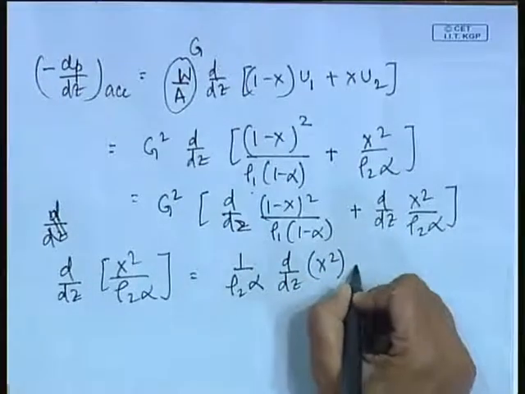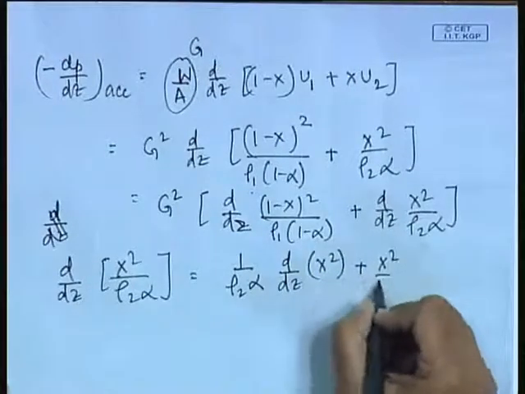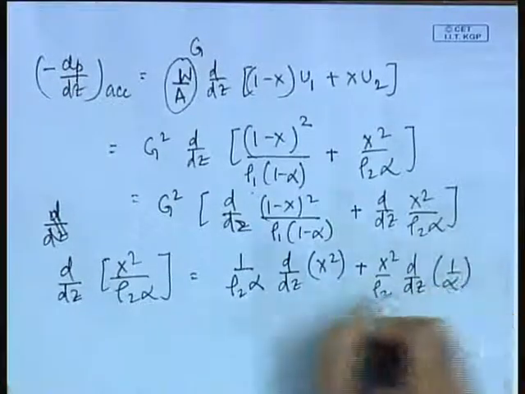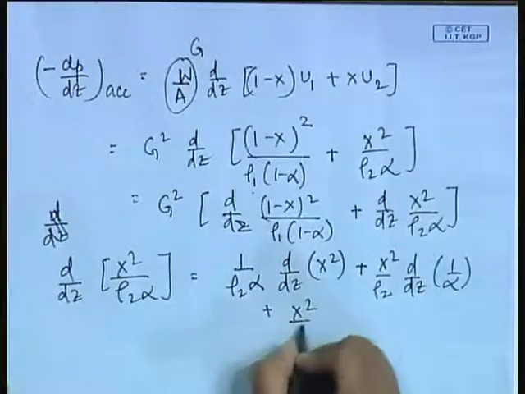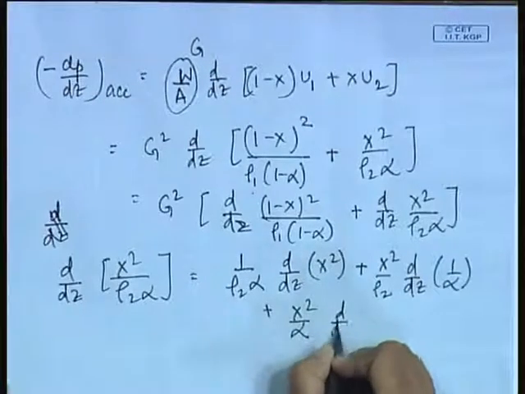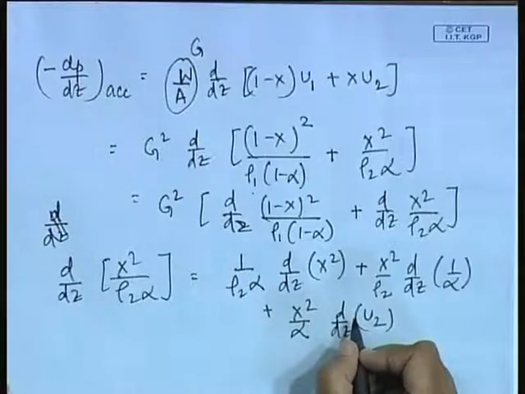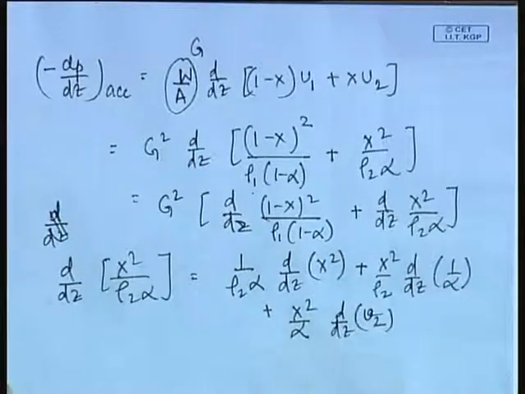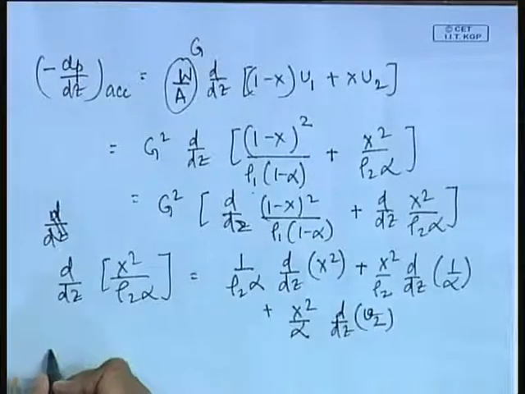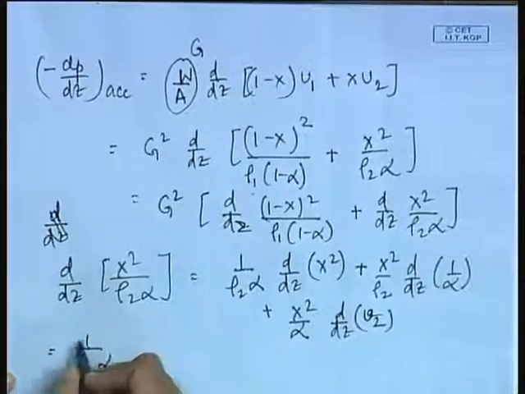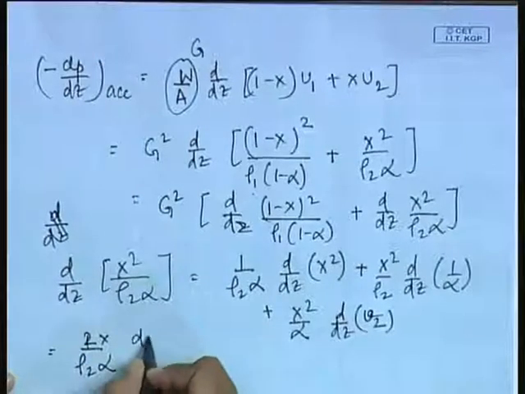Okay. So, therefore, this is nothing but simply the differentiation I am doing, d dz of x square, okay, x is the quality, plus x square by rho 2, 1 by alpha plus x square by alpha d dz of v2, sorry v2, rho 2 I have made it v2. Agreed? Any problems? So, therefore, simply whatever you have learned in your class 11-12, nothing more than that, 2x dx dz.